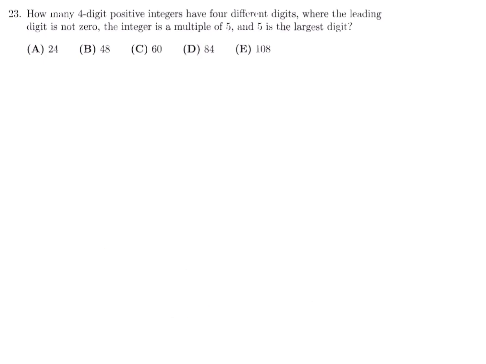How many 4-digit positive integers have 4 different digits where the leading digit is not 0 and the integer is a multiple of 5 and 5 is the largest digit? So we have a 4-digit number, and the only way it can be a multiple of 5 is if the last digit is either a 5 or a 0. So I've got a few scenarios here. The first is when that last digit is a 5, and the other scenario is when the last digit is a 0.